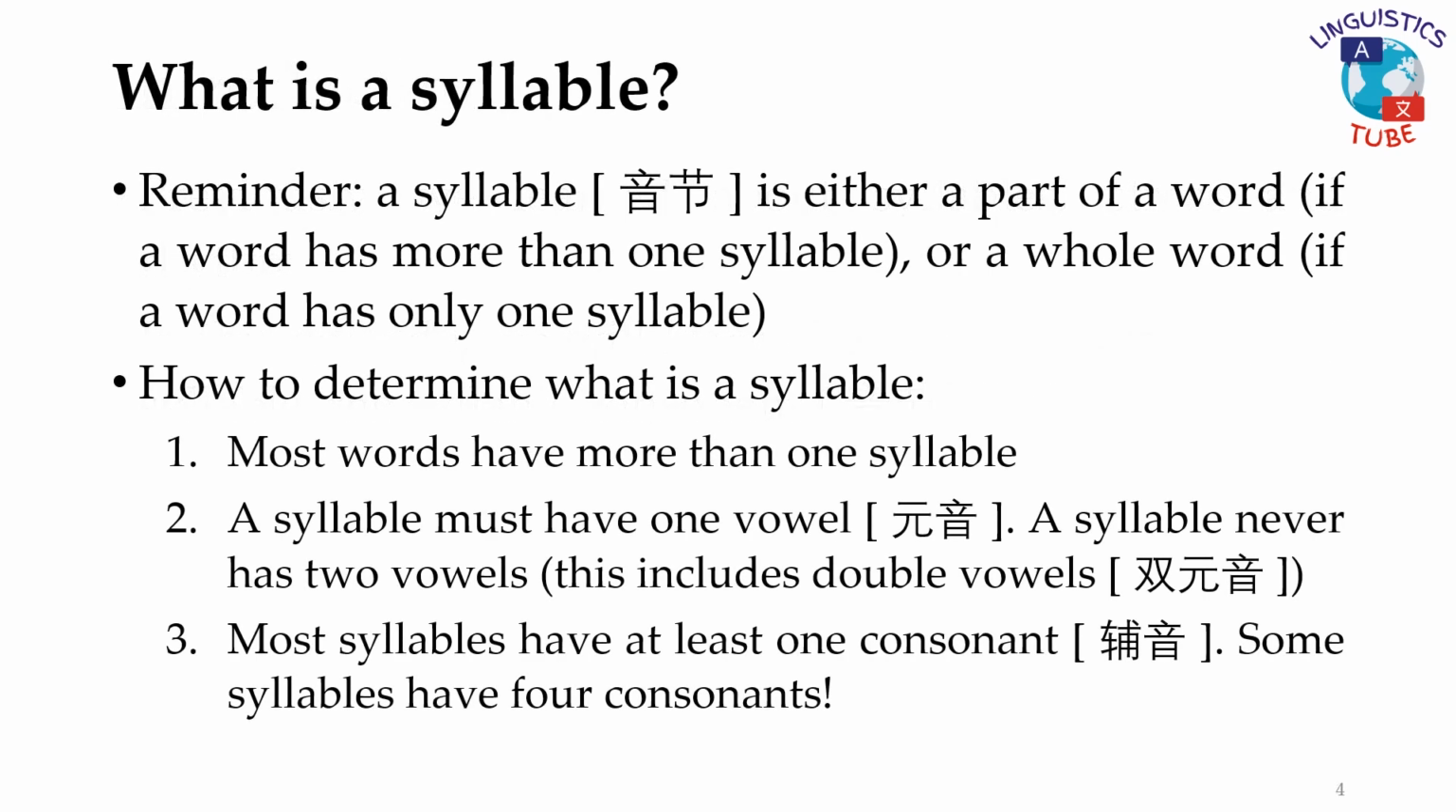In episode 2 of this chapter, we defined a syllable as either a part of a word or a whole word, because some words are made of only one syllable. We said that there are 3 rules to determine what is a syllable. 1. All syllables must have one vowel. 2. A syllable never has more than one vowel. 3. A syllable can also have at least one consonant, and in fact, some syllables have 4 consonants, like "nounced" in pronounced.